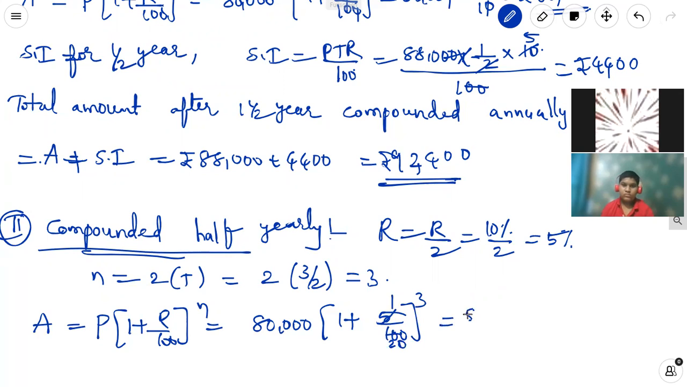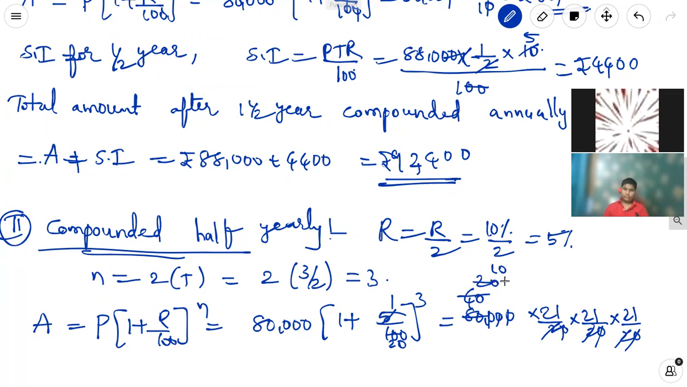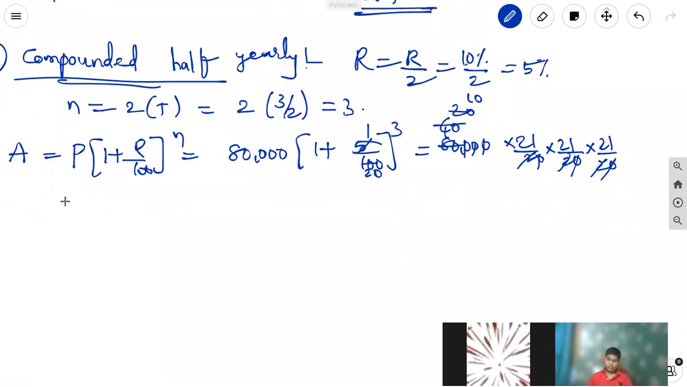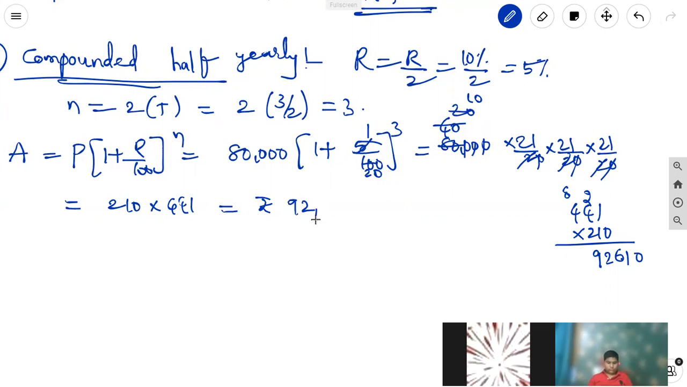5 ones are 5, 20s is 80,000 into 20 plus 1, 21 by 20 into 21 by 20 into 21 by 20. 3 zeros, here 3 zeros. 2 ones are 2, 2 ones are 2, 21 21s are 441, 210 into 441. 441 into 210, it's a 0, 21 ones are 21, 21 fours are 84 plus 2, 86, 21 fours are 84 plus 8, 92. It is equal to 92,610 rupees is amount.